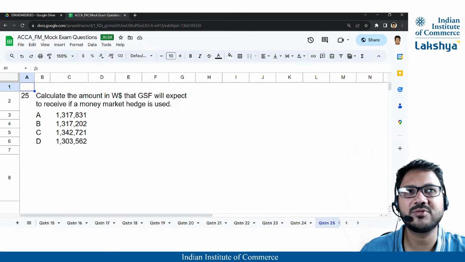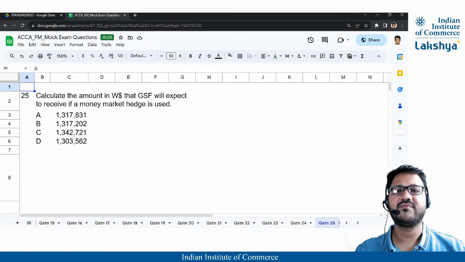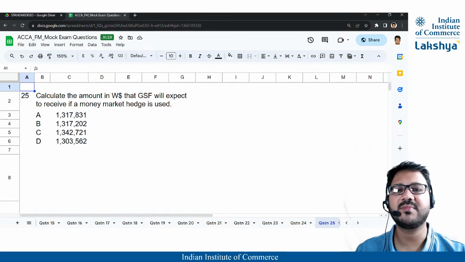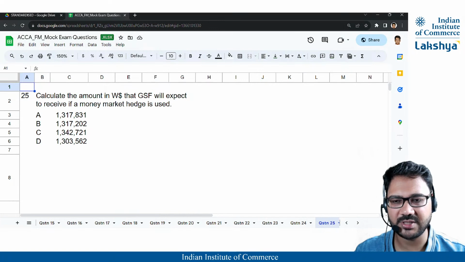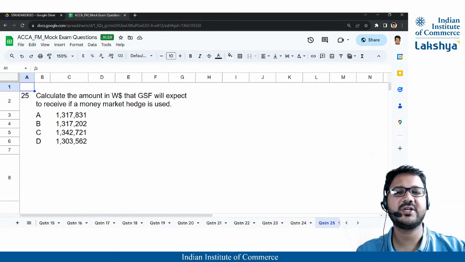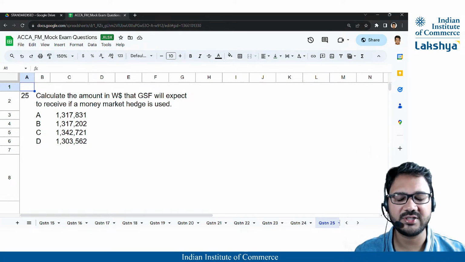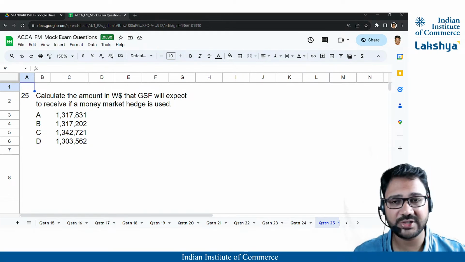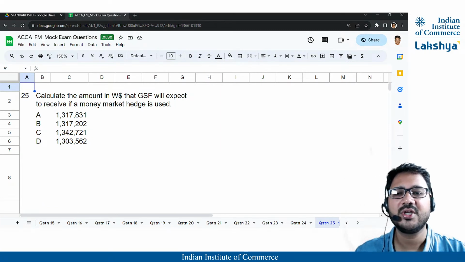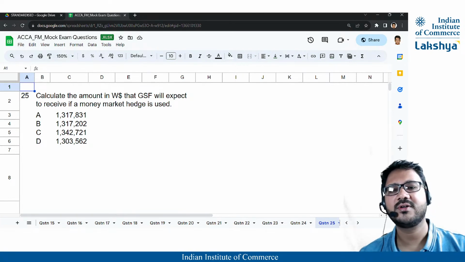Question number 25. Calculate the amount in W dollars that GSF will expect to receive if a money market hedge is used. If you remember the money market hedge, we do a transaction in the foreign country and then we do a transaction in the base country also. Now we need to decide whether in the foreign country we create a deposit, that is, do we invest in the foreign country or do we borrow? That's the first question we need to ask ourselves.